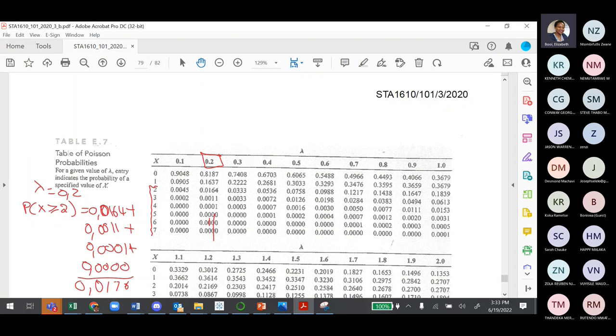So the probability that X is greater than or equal to 2 will be 0.0176. Alternatively, you can say the probability that X is greater than or equal to 2 is the same as 1 minus the probability of X less than 2, because less than 2 is the complement of greater than or equal to 2. In this instance, it will be 1 minus the probability that X equals 0 plus the probability that X equals 1, because we're only going to be adding those two numbers.